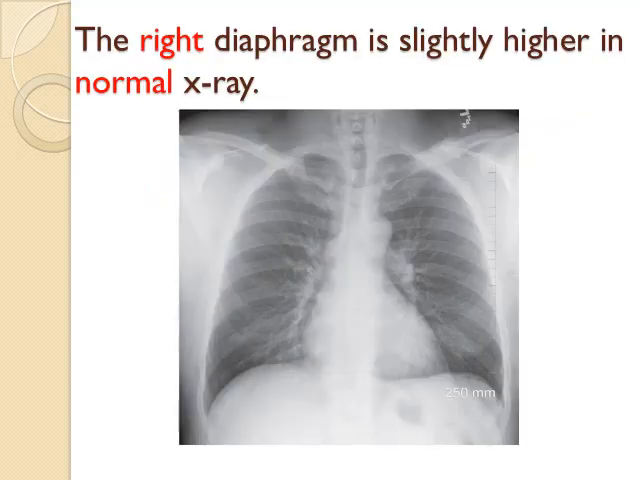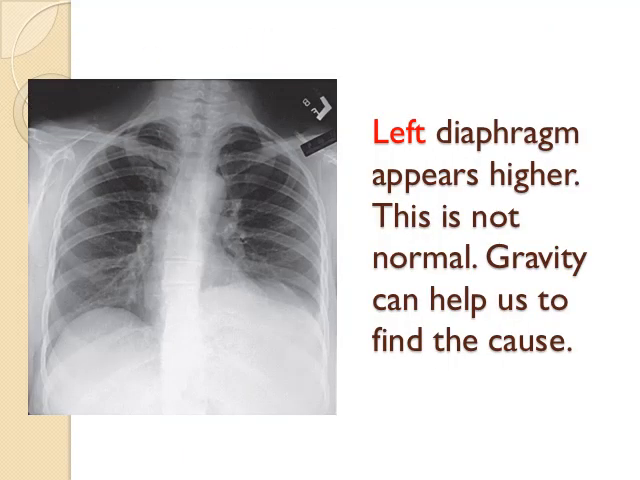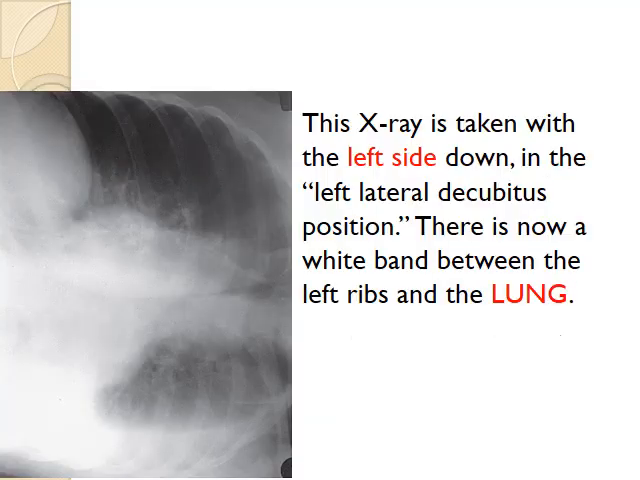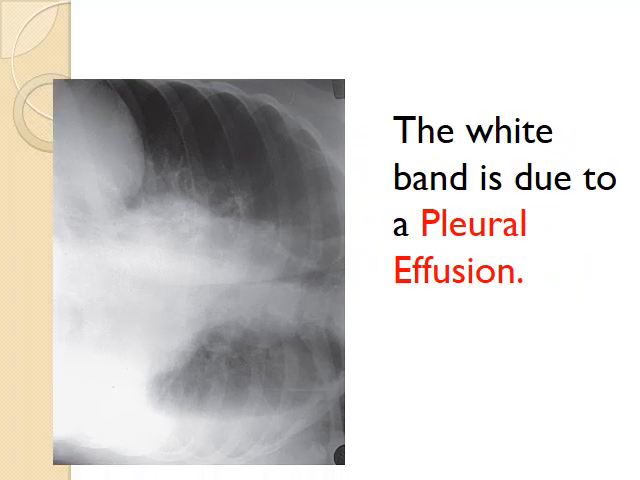In a normal X-ray, the right diaphragm is slightly higher than the left. But in this X-ray, the left diaphragm appears higher, so this is not normal. How to differentiate? Gravity can help us to find the cause. This X-ray is taken with the left side down. In the left lateral decubitus position, there is now a white band between the left ribs and the left lung. This white band is due to pleural effusion.